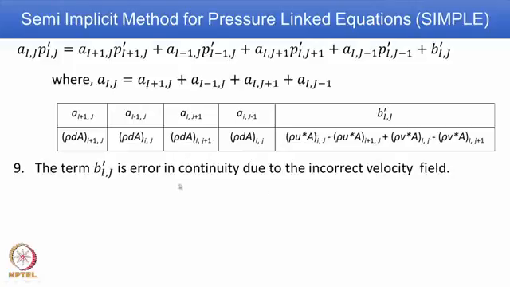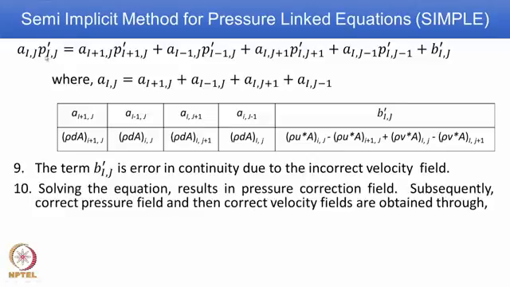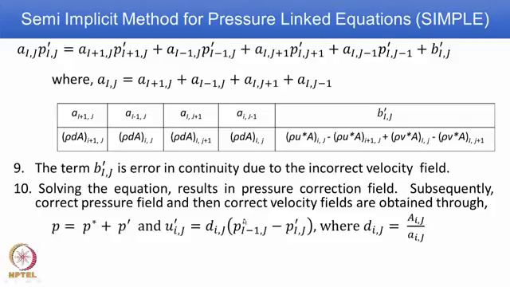The b prime is an error in the continuity which happens because you have used a guessed velocity field in the continuity equation. When you solve this equation, you get what is known as p prime, which is the correction in pressure, and we can subsequently get the correct pressure field, then velocity fields are obtained by this expression. p is equal to p star plus p prime, and u prime i comma j is as shown here, and this is repeated for the other velocity component v and at all node locations.